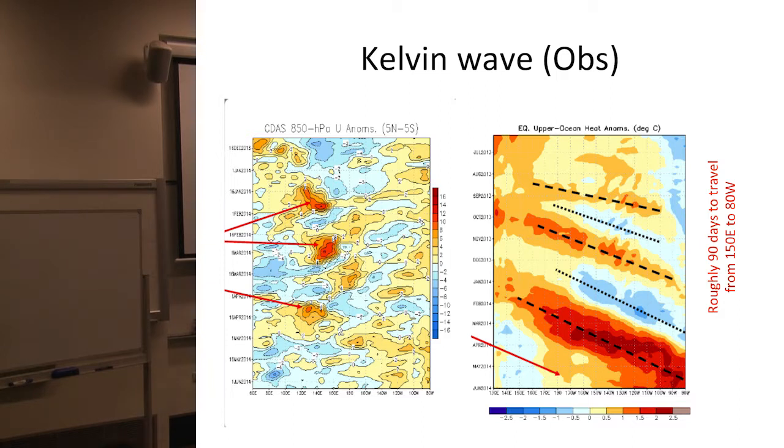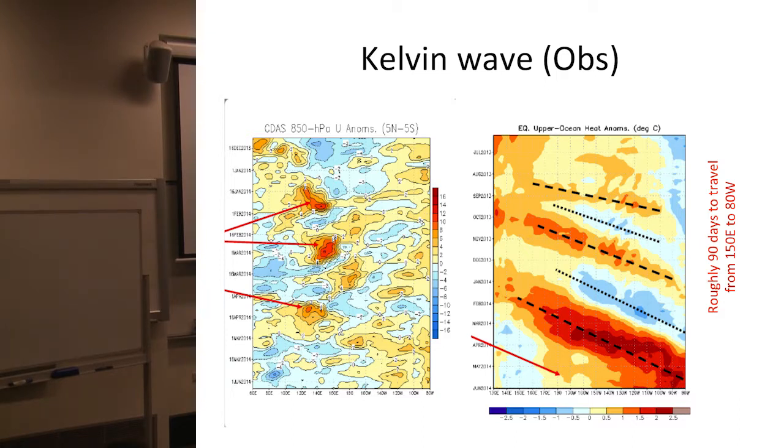You can see these three main bursts that have happened, and you can see them around the same time in the ocean. This is upper ocean heat content, which is basically a proxy for thermocline depth. At the time these wind bursts happen, you can see signals propagating away from the equator. As time increases here, and this is longitude, these are propagating eastward, consistent with what you expect from a Kelvin wave.